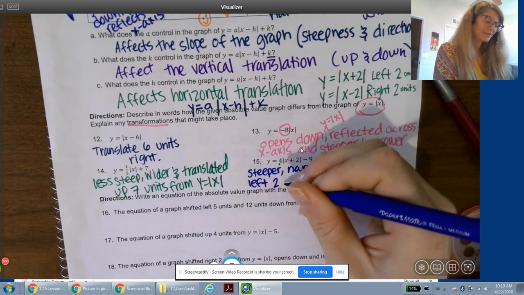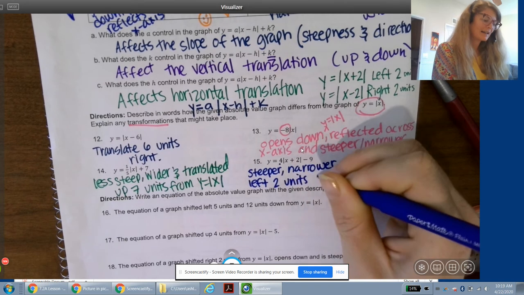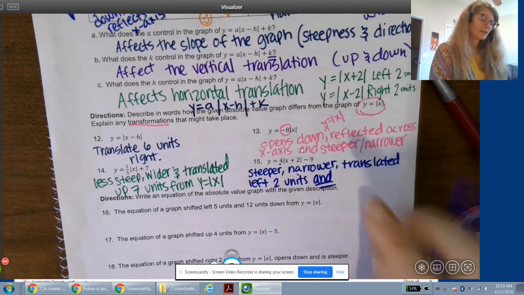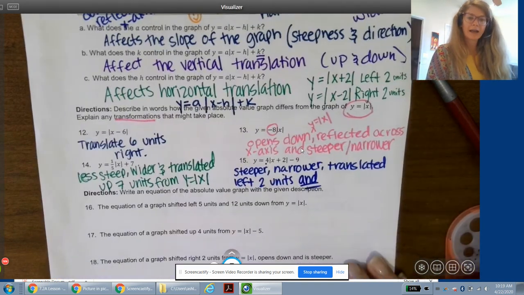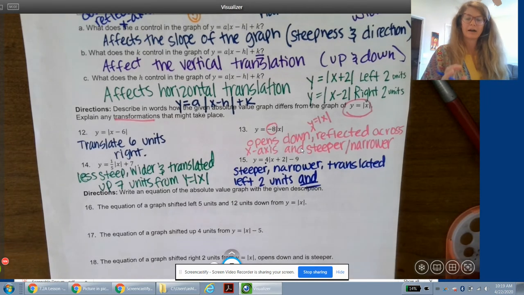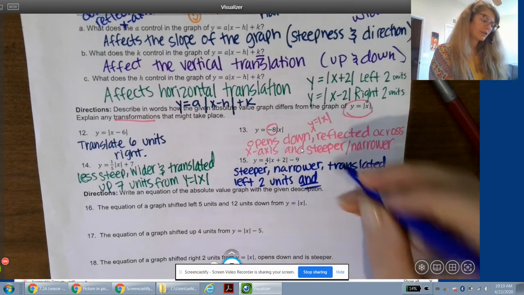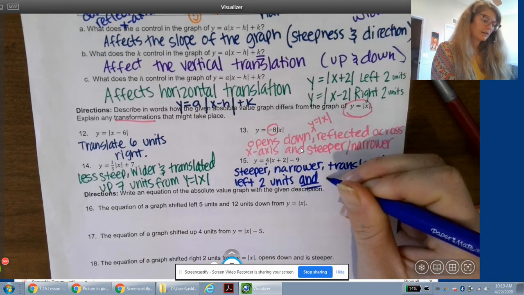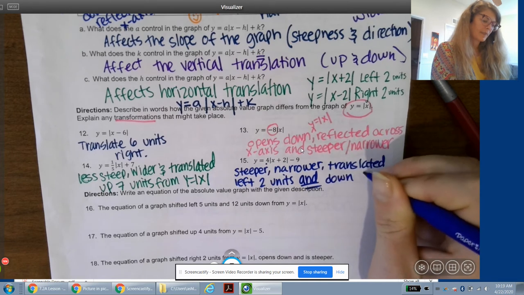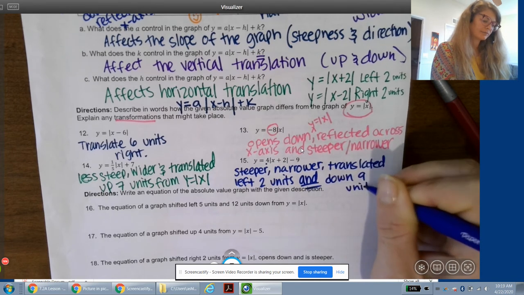Translated left 2 units. And this negative 9 on the outside, that's just your Y, your output. Y controls the vertical shifting or translating. Translated left 2 units and down 9 units.